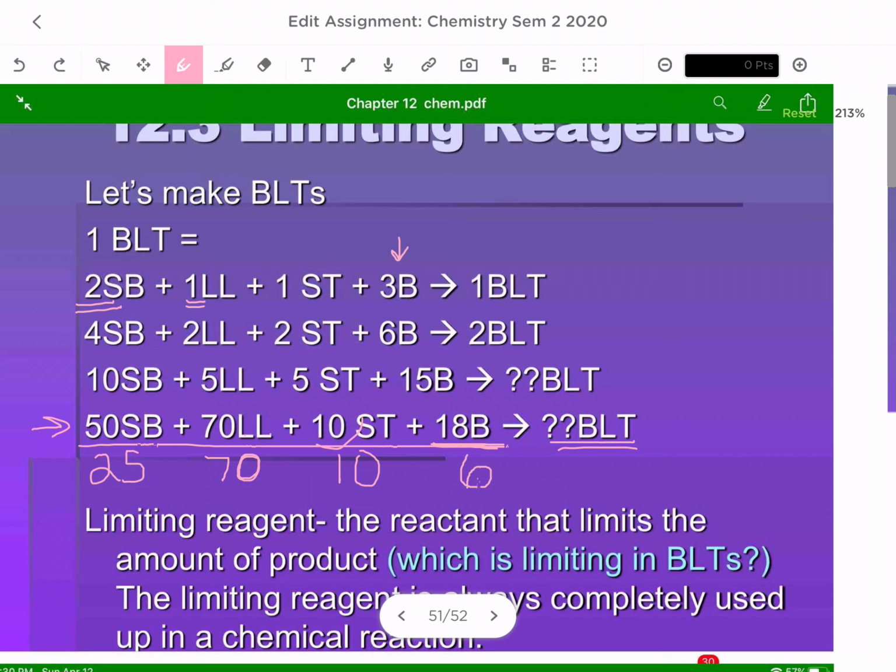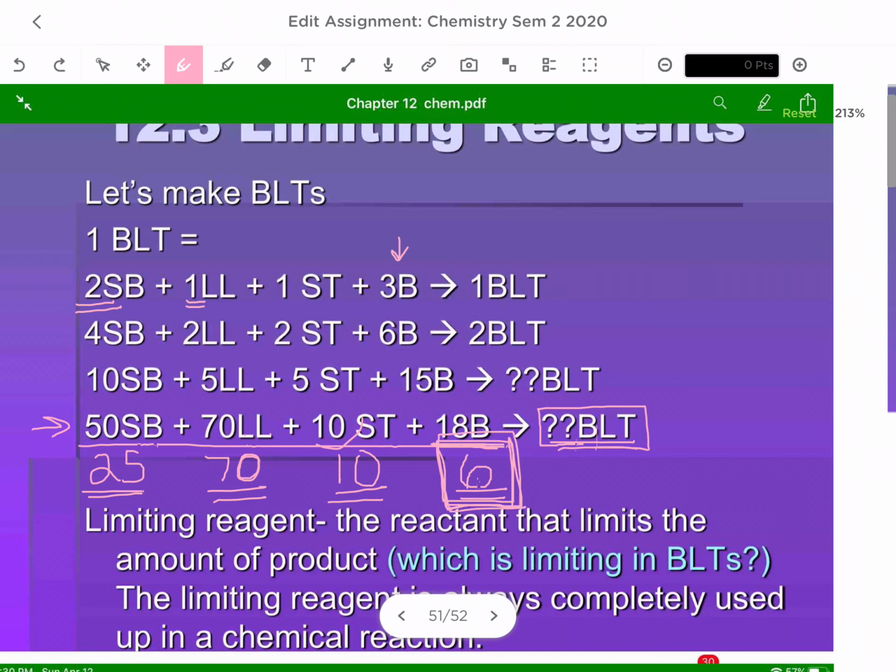So my question to you from the get-go was, how many total sandwiches can I make? Can I make 25 total sandwiches, or 70, or 10, or 6? I hope most of you are saying, Mrs. Donnell, you can only make 6 total sandwiches because bacon is limiting my production of BLTs.